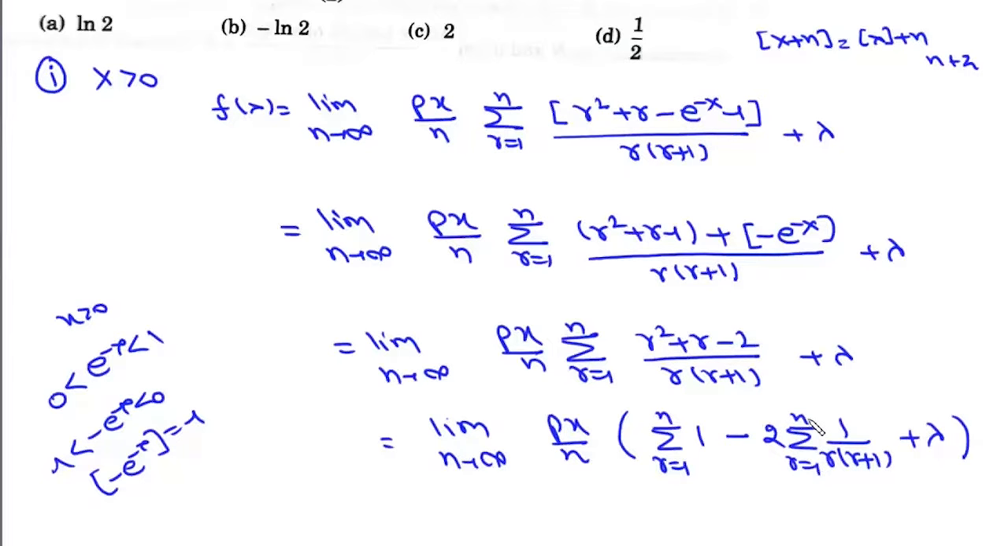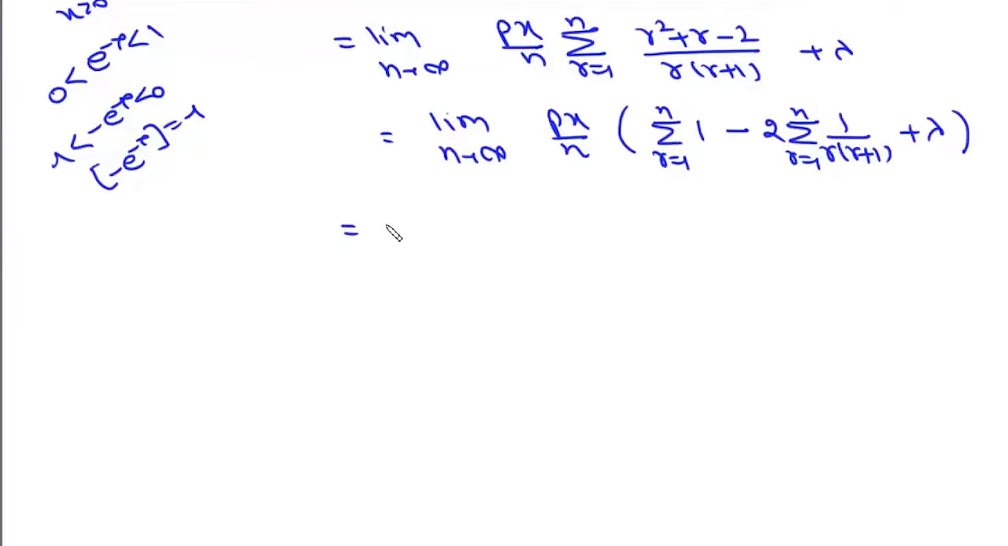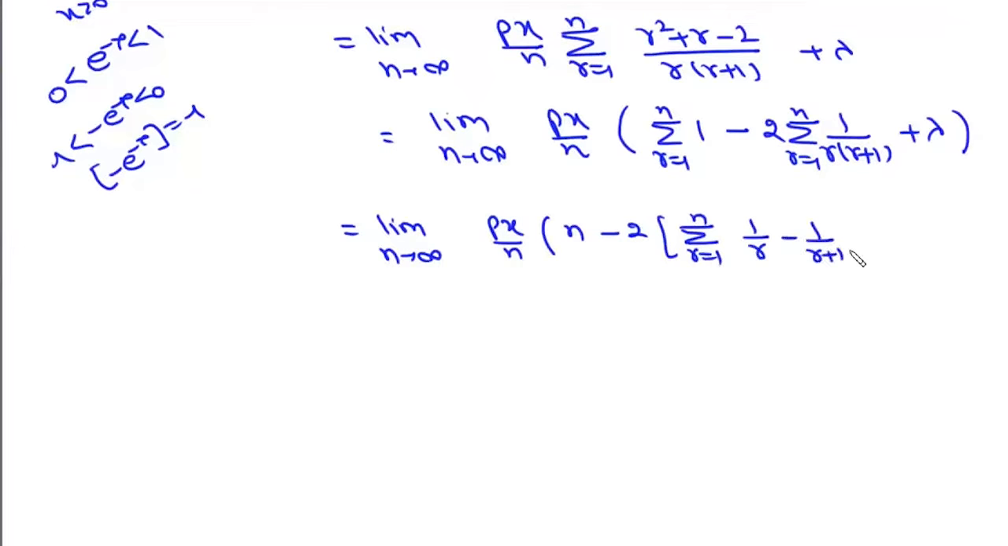Here r varies from 1 to n. Now this is limit n tends to infinite, this is px by n. Now this is n and this is minus 2, and we can write this as this summation r varies from 1 to n, and here it will be 1 upon r minus 1 upon r plus 1 plus lambda.